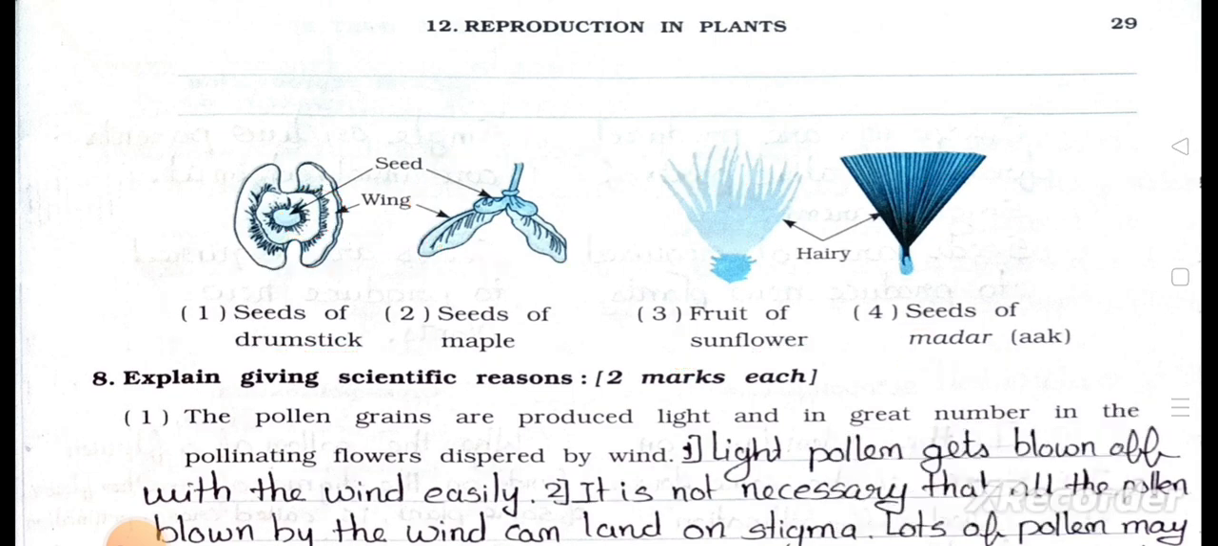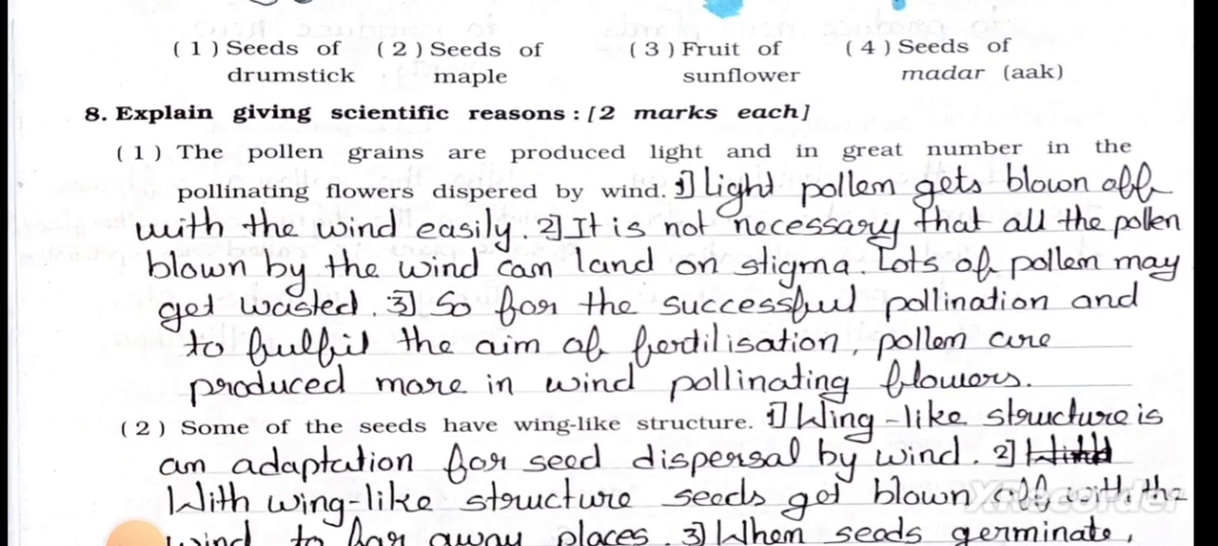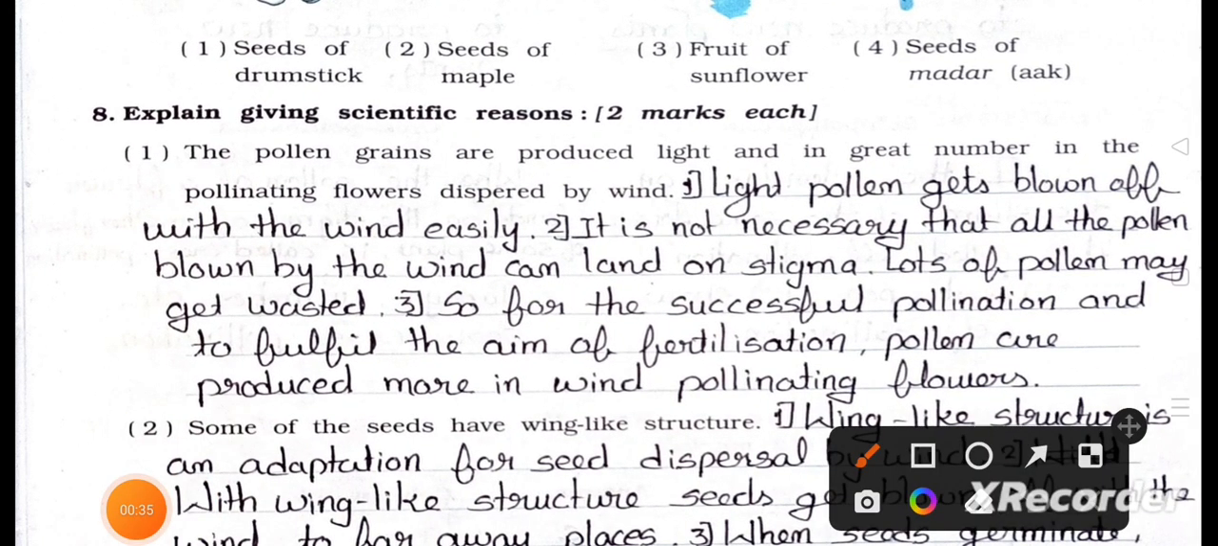Now see Main 8. Explain giving scientific reasons, 2 marks each. Number 1. The pollen grains are produced light and in great number in the wind pollinating flowers. Answer is, light pollen gets blown off with the wind easily.